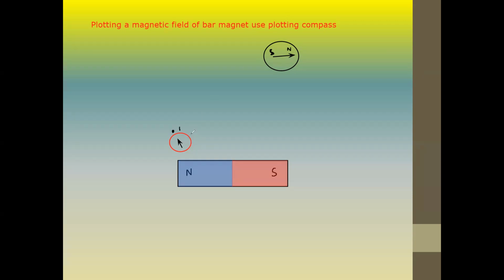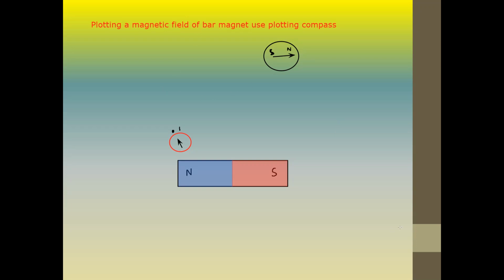Now you will move the plotting compass, or you can use another plotting compass. The plotting compass is the same as the normal compass we use for direction. It is called a plotting compass because it can be used to plot the magnetic field of a bar magnet or other types of magnet. Otherwise you can just say compass. It's the same thing, no difference.